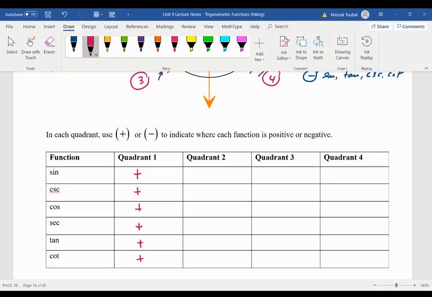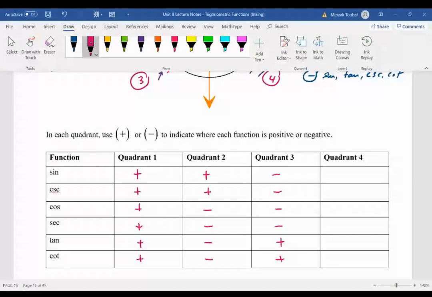Quadrant 2, sine is positive, cosecant, its reciprocal of sine, must also be positive. Cosine is negative, therefore the secant is negative. Tangent is negative, therefore cotangent is negative. Quadrant 3, sine is negative, its reciprocal must be negative, cosine is negative, its reciprocal must be negative, and the tangent is positive, its reciprocal must be positive, cotangent.